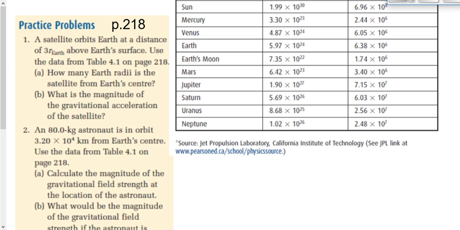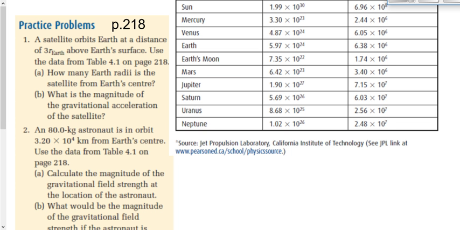All right, I want you to work on these three questions on page 218. The data table is there for you as well. Just a couple things that I want to point out here. Question number 1, for instance, says a satellite orbits Earth at a distance of 3r above the Earth's surface. What does that mean? What are they telling me in that question? Yep, 3 times the radius of Earth, above the surface.